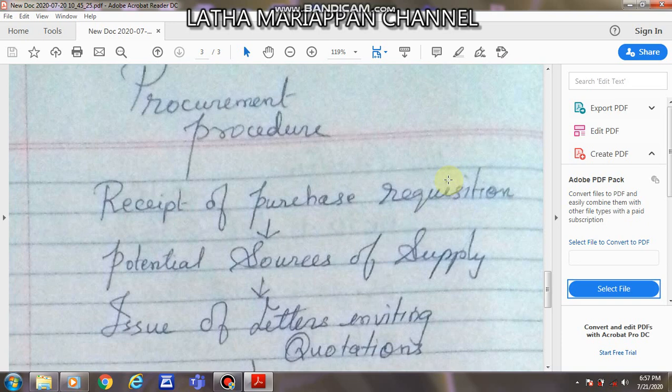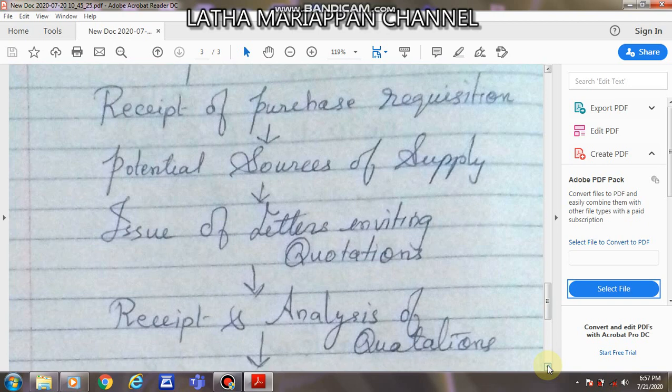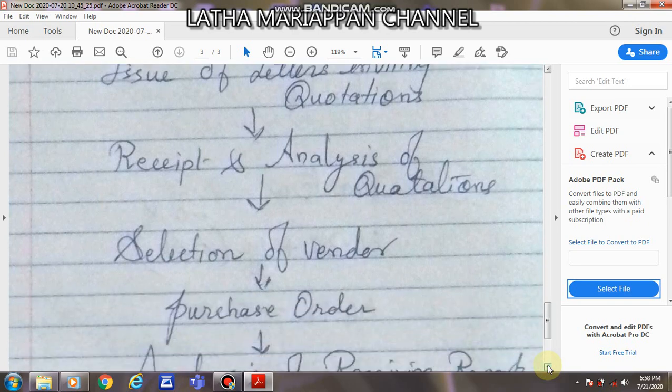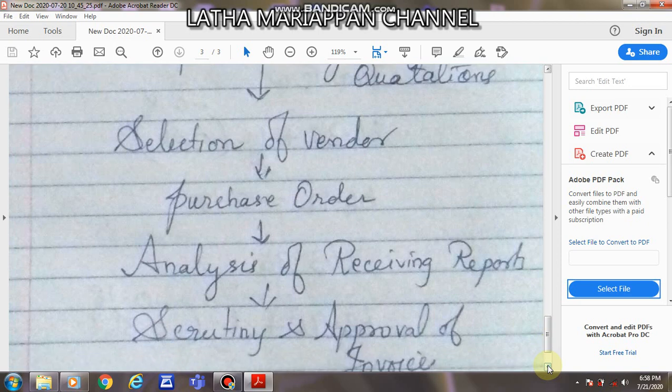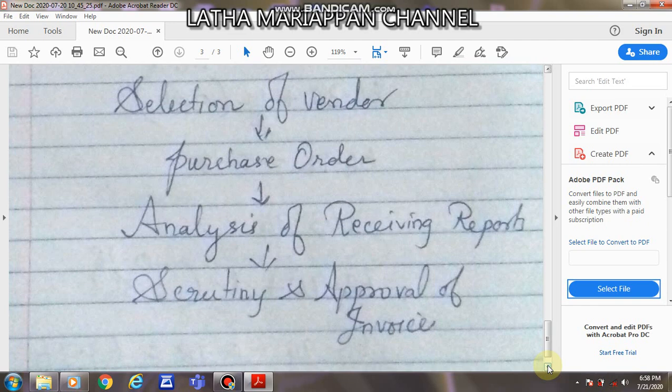Now we move on to the procurement procedure. Here various steps are given. Number one is receipt of purchase requisition. Second, potential sources of supply. Then issue of letters inviting quotation, receipt and analysis of quotations, selection of vendor, purchase order, analysis of receiving report, scrutiny and approval of invoice. So these are the various steps in the procurement procedure.